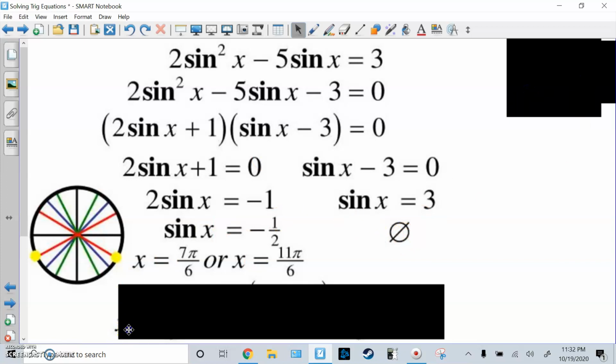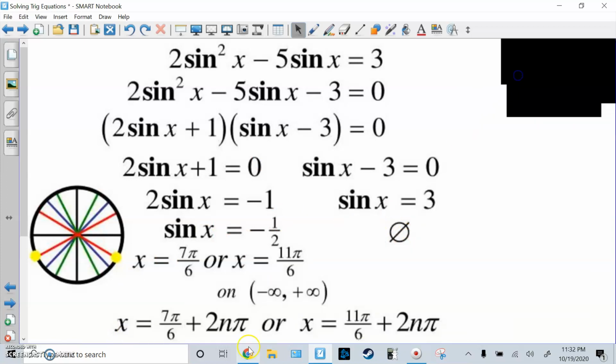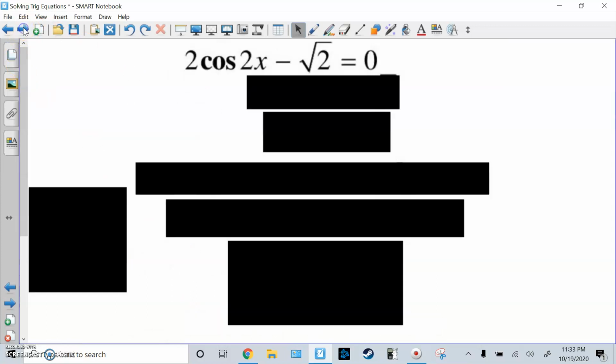That's extraneous. Alright, so if you want all solutions, the general solution, say 7 pi over 6 plus 2 pi n, because the period of sine is 2 pi. Then same thing over here for 11 pi over 6. And you say 2 pi n or 2n pi, same thing.